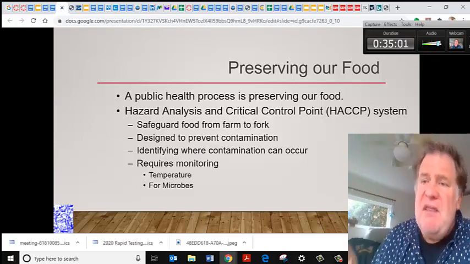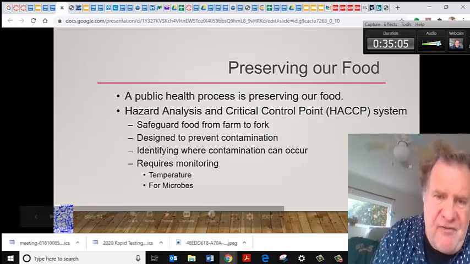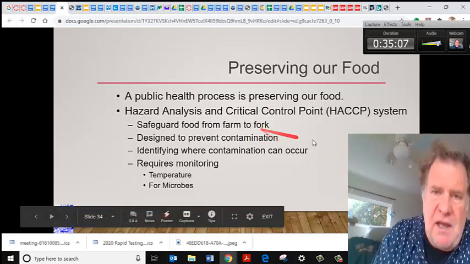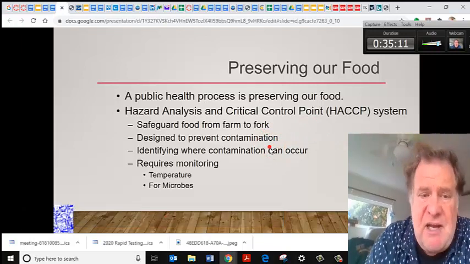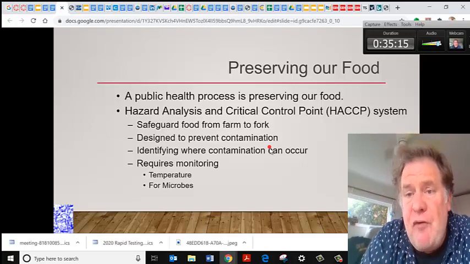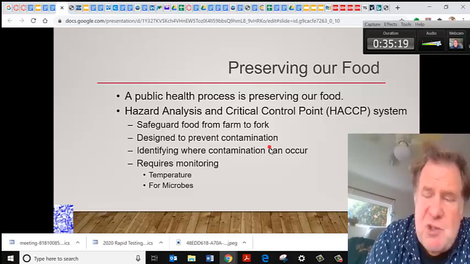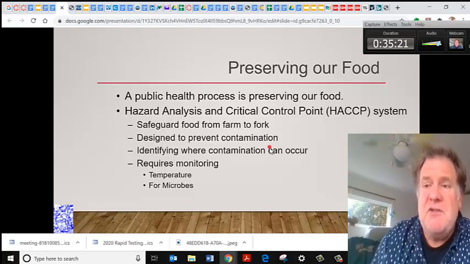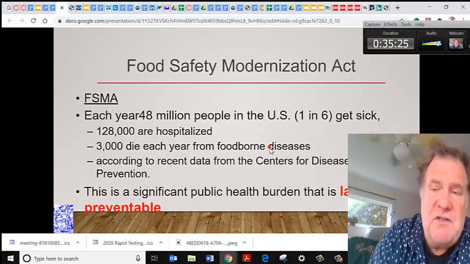And ideally, we don't want that to happen at all. A big thing we're looking at is prevention. How can we prevent things? HACCP is designed to prevent contamination, and to identify it when it occurs, before it gets out to the consumer. This requires monitoring your temperature and monitoring for microorganisms. There are lots of jobs out there for microbiologists monitoring this.